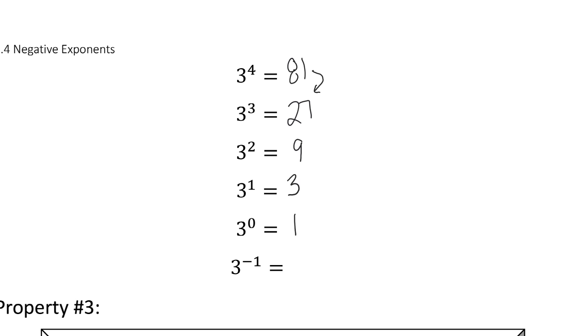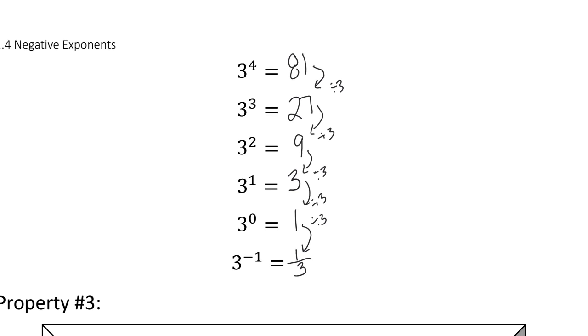So what's happening when we go down to each one? Well, they're being divided by 3, right? So that's going to be the same thing. We're going to divide by 3. So now instead of a number, it's going to be 1 divided by 3 because it's 1/3, right? Okay, so that's going to be our property now.